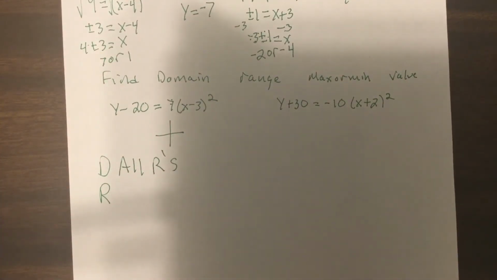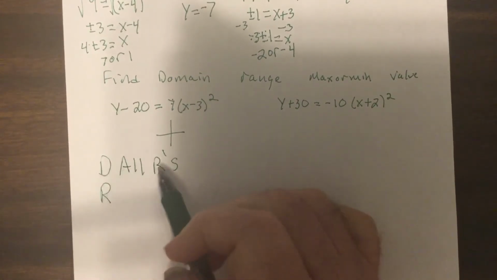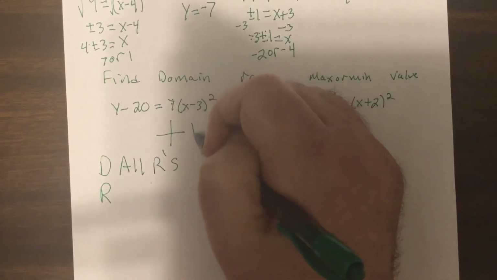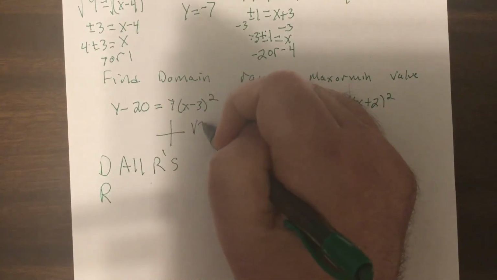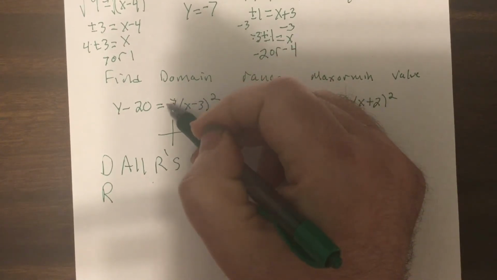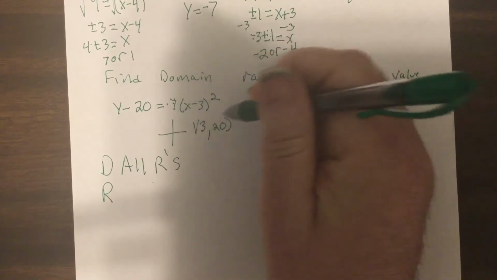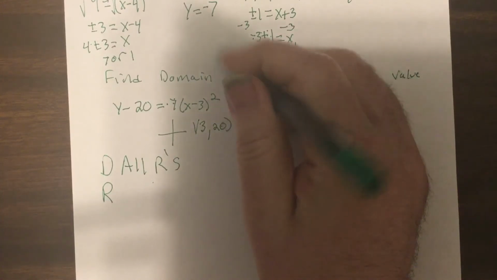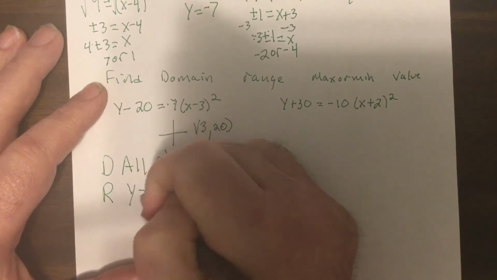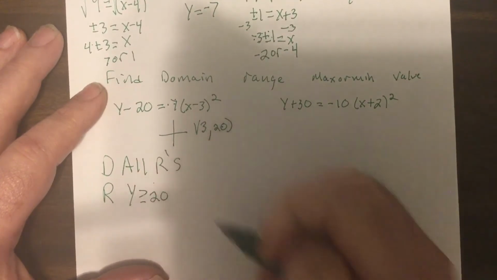Now the range is what's going on for y. The domain is what's going on with x for the graph. Range is y. Well, the vertex is (3, 20), and this thing is opening up. So it starts at 20 and goes up for y. So it'd be y is greater than or equal to 20.